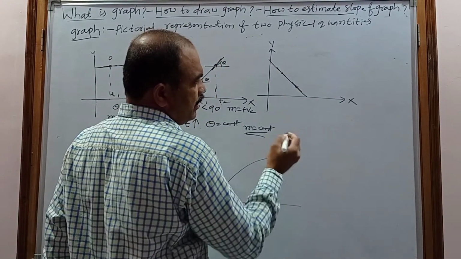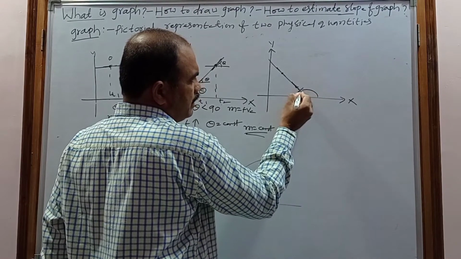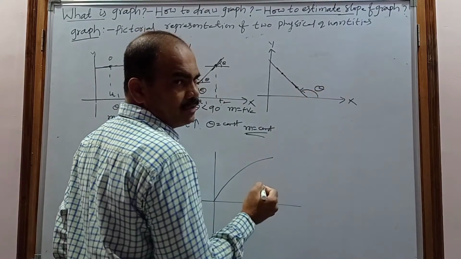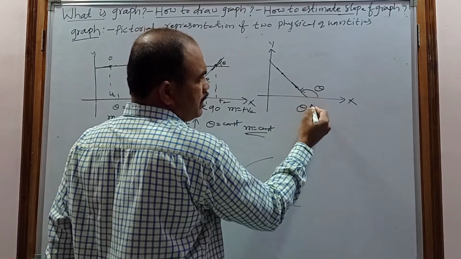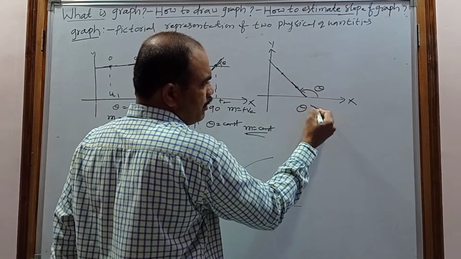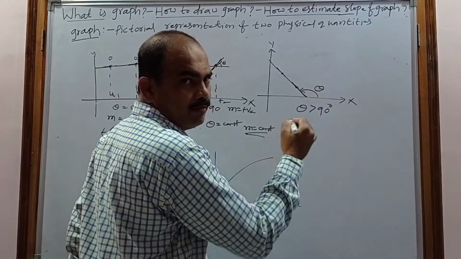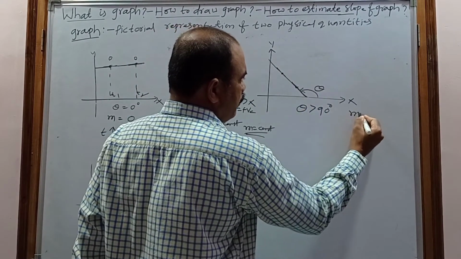So now estimate the angle made by this line with the x-axis. How much angle will it make? The angle made by this line or the tangent will be greater than 90 degrees. When it is greater than 90 degrees, what does the slope of the graph become?